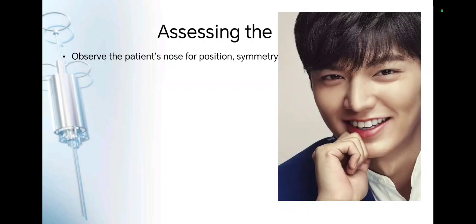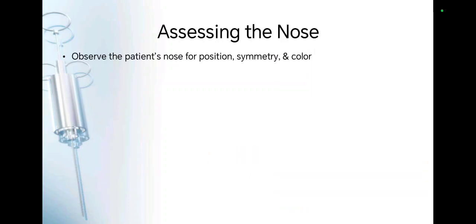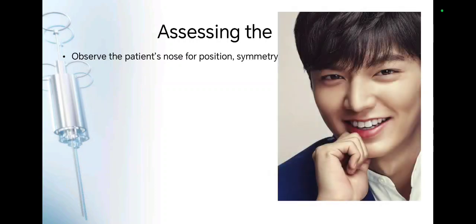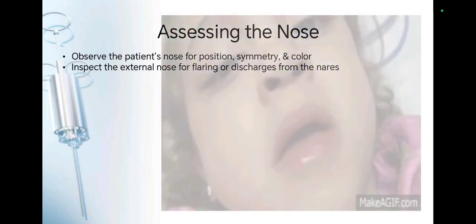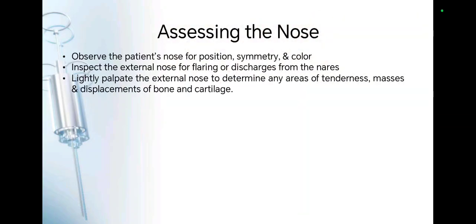Okay, so let's proceed to assessing the nose. What are the things that we need to observe, check, inspect, and palpate? Observe the patient's nose for position, symmetry, and color. Inspect the external nose for any flaring or discharges from the nares. Once the patient experiences nasal flaring, he or she may have difficulty breathing.